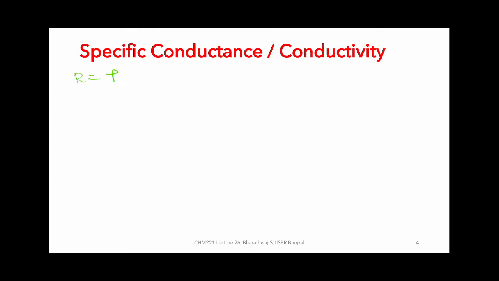R is going to be given by rho L by A, and C is equal to 1 over R. So therefore this is going to be equal to 1 over rho times A by L. This 1 over rho is a quantity called kappa, which is the specific conductance or conductivity. Old textbooks might call it specific conductance and newer textbooks call it conductivity.